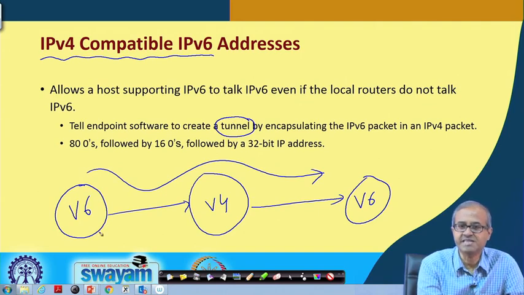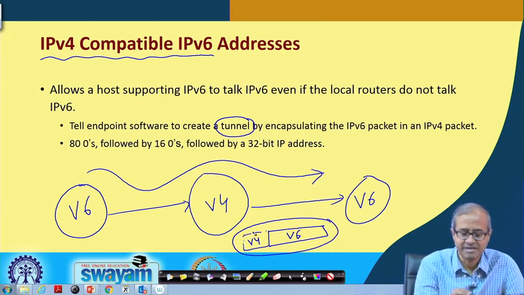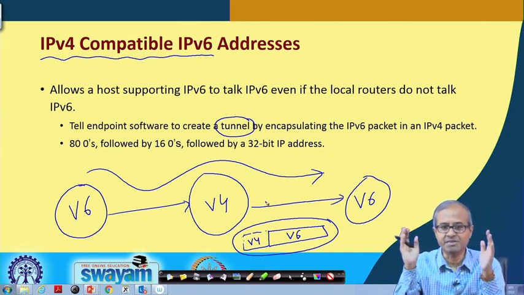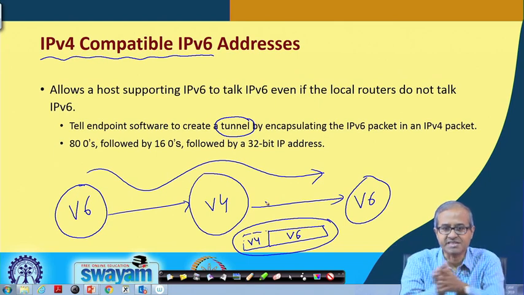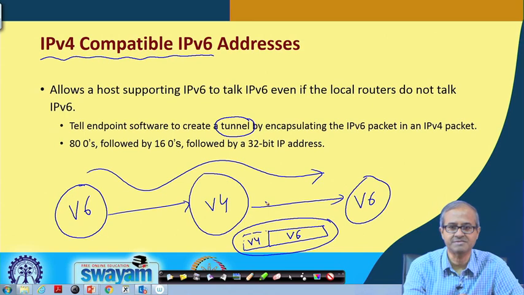These are the IPv6 packets which are coming. You create an IP version 4 header on top of it and create an IP version 4 packet. Let the IP version 4 packet flow through this network. This we call tunneling. That means a version 6 packet is tunneling through the network, encapsulated inside a version 4 packet.